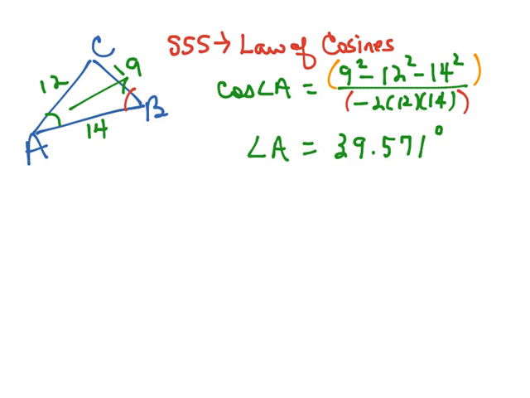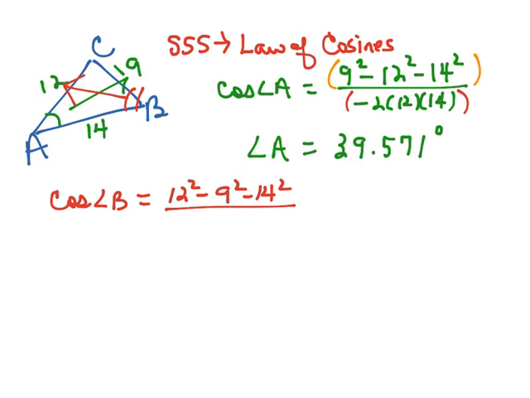Now we want to choose which angle we want to find next. I'm going to find angle B. So I'm going to repeat this process, and I'm going to write the cosine of angle B. And this time, because I'm looking for angle B, the side across from it is 12, so I'm going to write 12 squared minus 9 squared minus 14 squared divided by negative 2 times 9 times 14.